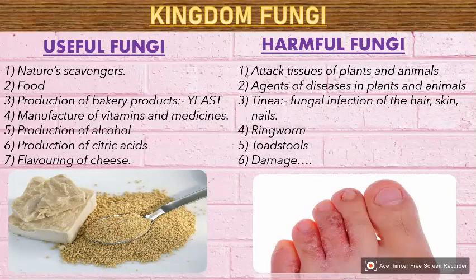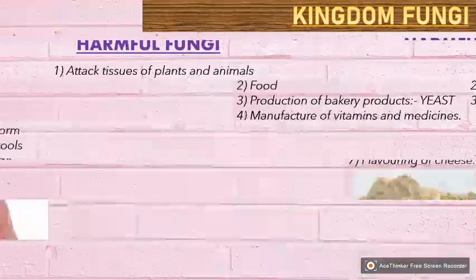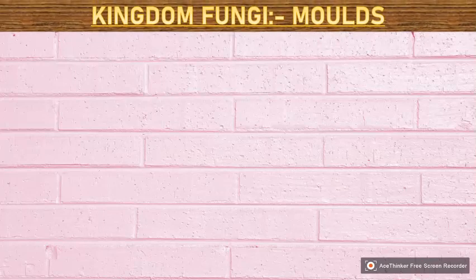And then we have toadstools. That means some mushrooms like toadstools are poisonous for us. And the last point is that they damage paper and paper products, leather, and even at times clothes. So it is a necessary evil sort of. Now we'll have a type study on molds.